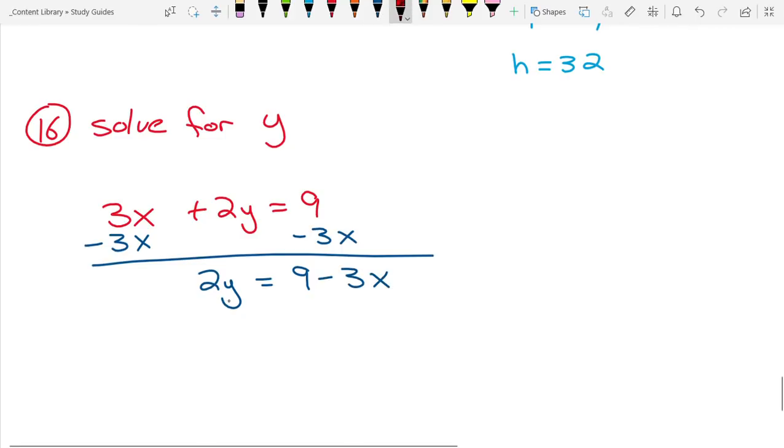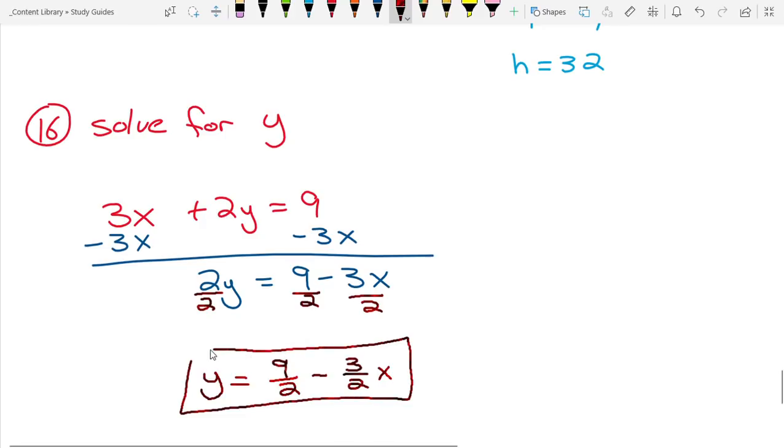Now I have to get rid of the 2. It's a multiplier, so I divide. Now here's where it's a little bit different. Normally there's just one number over here to divide by 2. Well, now there's 2. So both of them get divided by 2. So now your answer is y equals 9 over 2 minus 3 halves x. And if you want to write it as 3x over 2, still that's okay. But this is the more appropriate way to put the fraction in front of the variable.